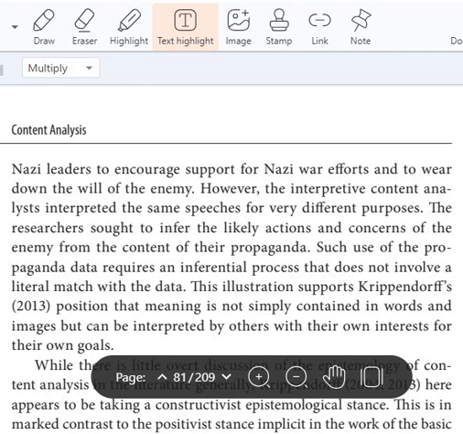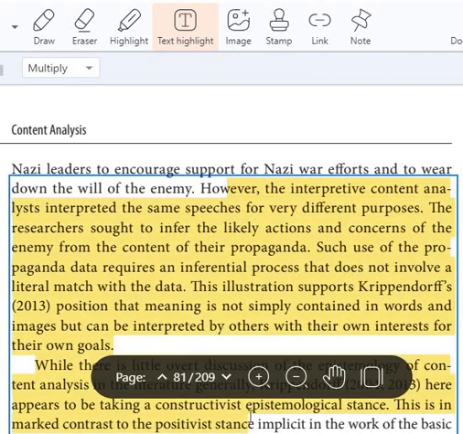Okay, so let's go ahead. Here it says that, however, the interpretive content analysts interpreted the same speeches for very different purposes. The researchers sought to infer the likely actions and concerns of the enemy from the content of their propaganda. So that's why they depended on the content, on the context. Such use of propaganda data requires an inferential process that does not involve a literal match with the data. That's why they depended on the content, the context inside.